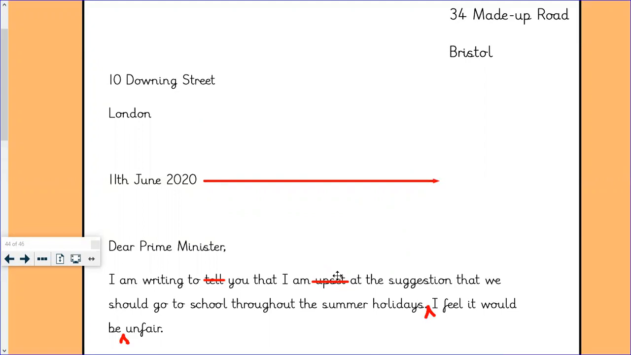Another thing you might be able to do is to add in some words or some phrases. Here I've given myself a little arrow because it seems like the perfect place to have a fronted adverbial. I was thinking that I could start that sentence with, in these circumstances, I feel it would be unfair. So I've added the fronted adverbial in these circumstances. And then I could even add another word here. In these circumstances, I feel it would be grossly unfair.